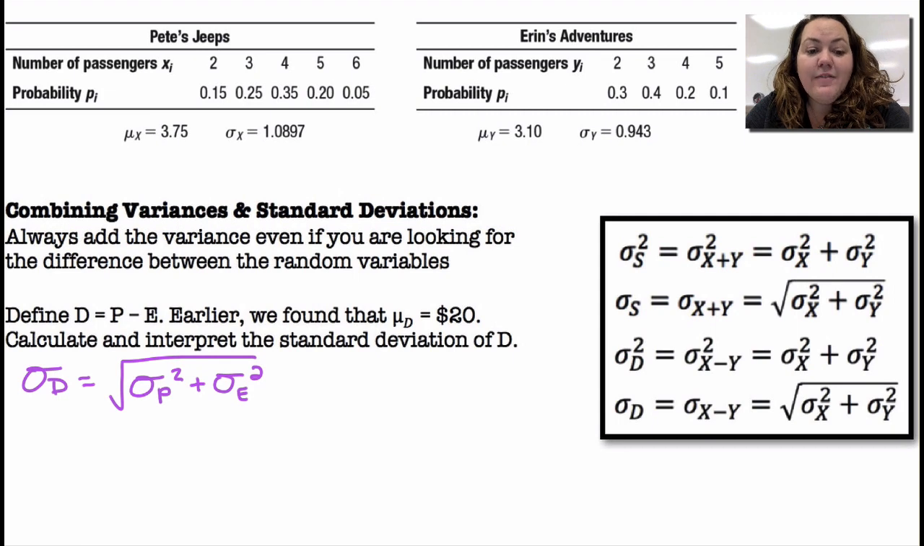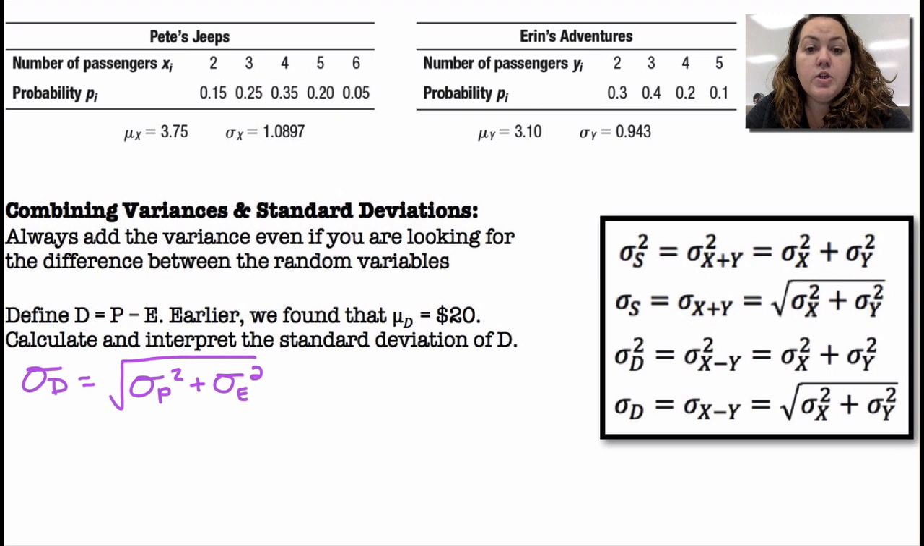Now, combining variances and standard deviations, you always want to add the variances. You can look at the formulas there. You can see that we're always adding because what we end up doing is squaring them. Even if you're finding a difference, you're still adding. So we're finding the difference between the standard deviations for Pete and Aaron. We know that the difference between their means was $20. So we want to find the difference between their standard deviations.